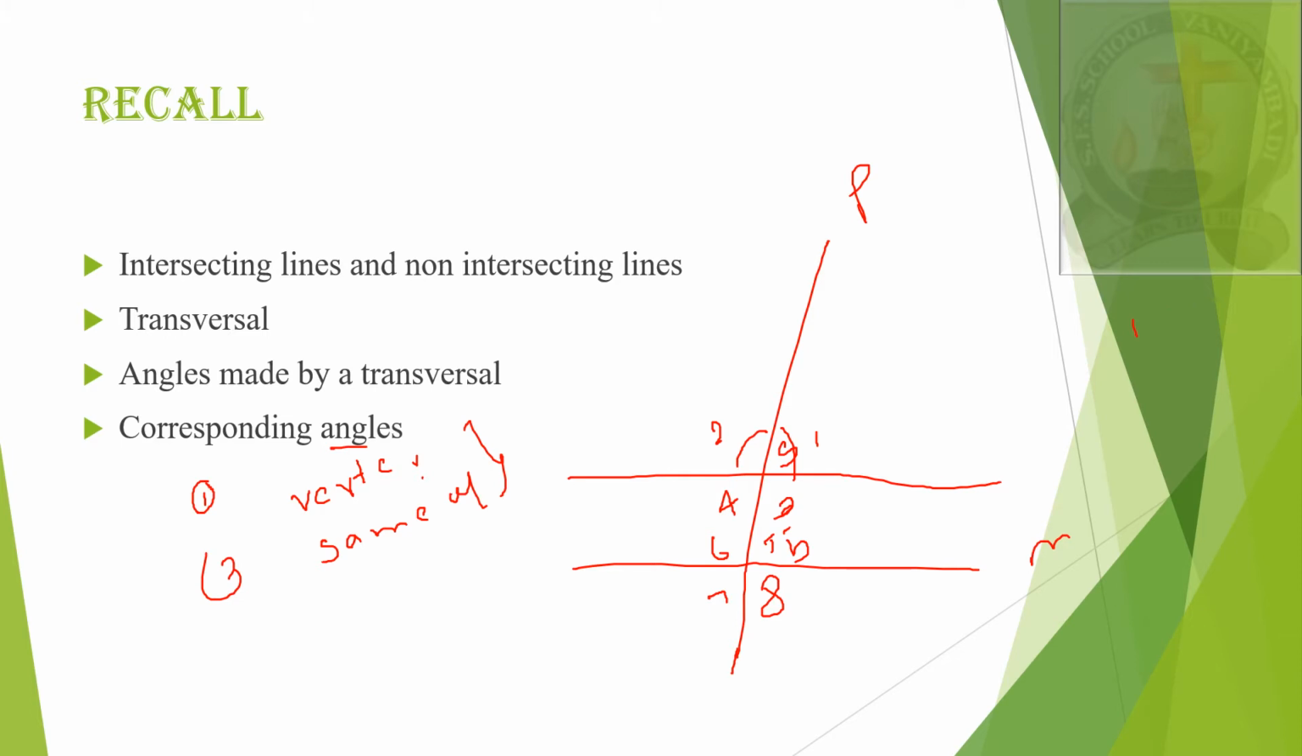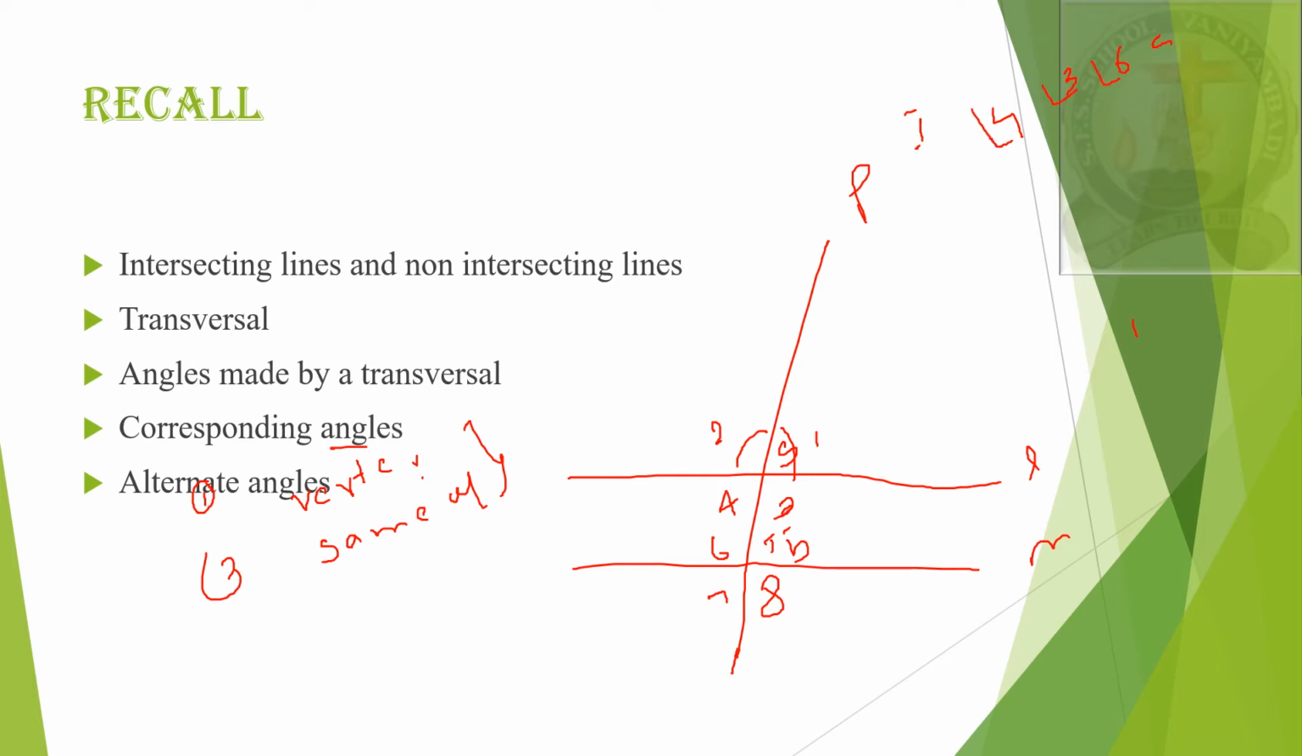Next we'll go for another point we'll discuss. Before that, let me erase this first. Okay, now erased. The line is called L. Now the next point is alternate angles.